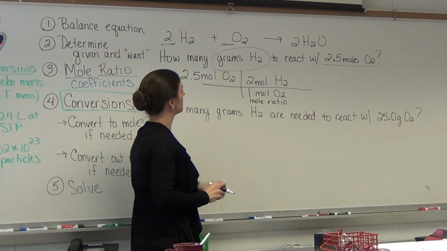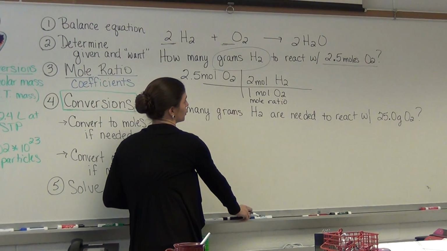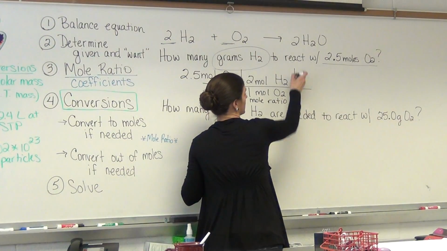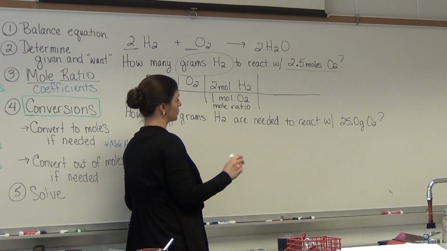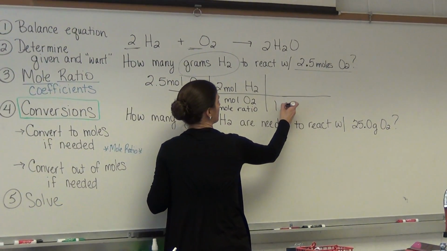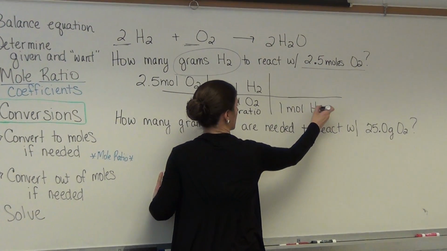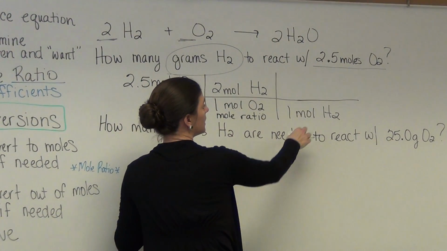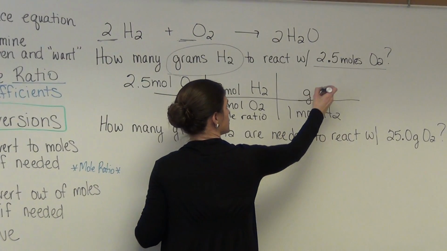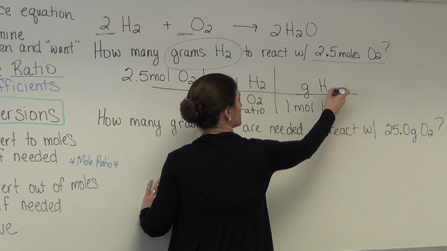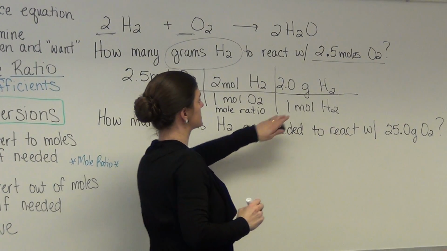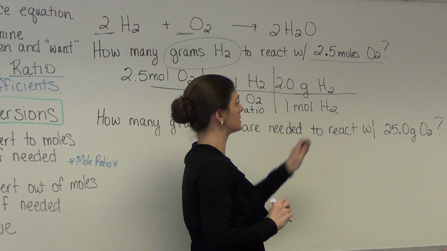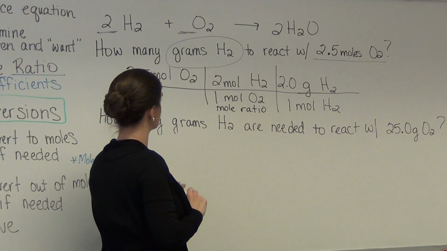But we're not looking for moles. We're actually looking for grams. So we have to convert out of moles, and that's our conversion from moles to grams. So we have 1 mole on the bottom. That'll cancel out the units. We're looking for grams of H2, so we have to look at the periodic table, and that's going to be 2.0, because it's 2 times the 1.0 from the periodic table.